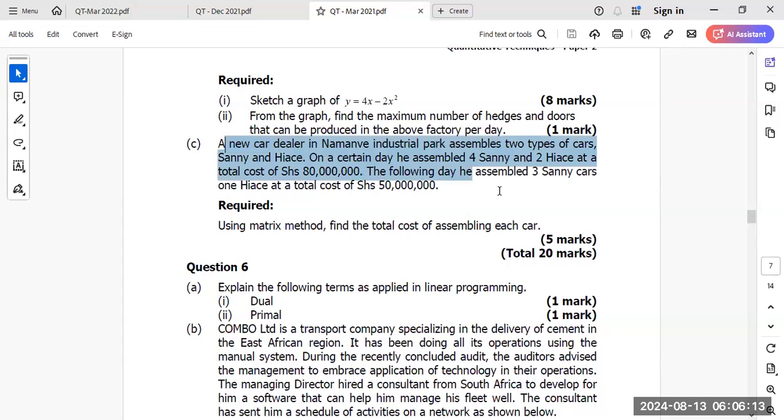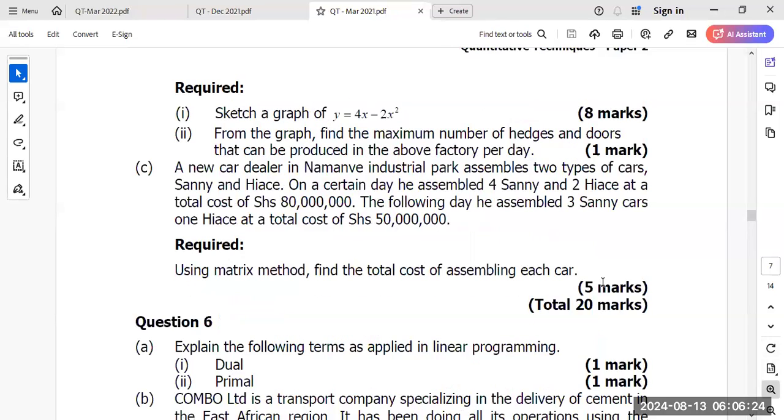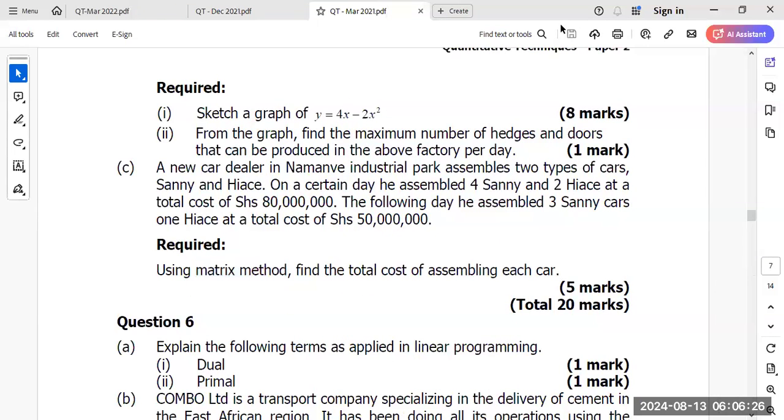Part C, that's what I'm interested in. They are saying using matrix method, find the total cost of assembling a car. Are you seeing my screen? Yes.